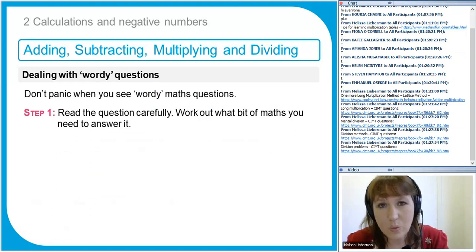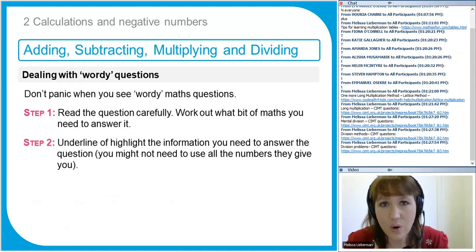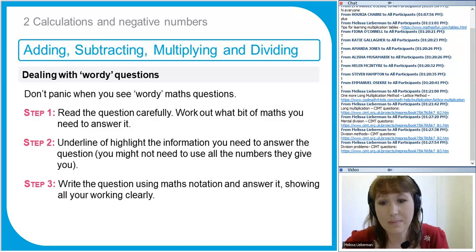So the first step will always be to read the question carefully and work out what bits of maths you need to answer it. So you're going to need to add, subtract, multiply, divide, use fractions, use percentages. So you need to make that decision first. It can help to underline or highlight the information that you're going to need to answer the question. Sometimes they have information in the question that you don't need to work out, and sometimes the information they give at the end is information that you need first. So sometimes when there is more than one calculation, you need to work out what order you need to work it out in. I'll give you an example in a second.